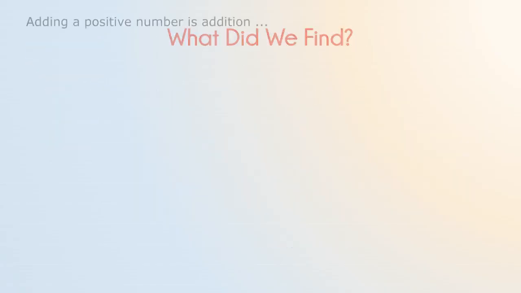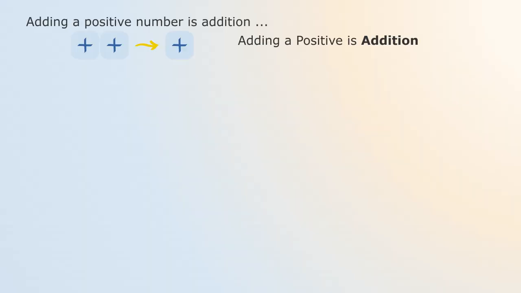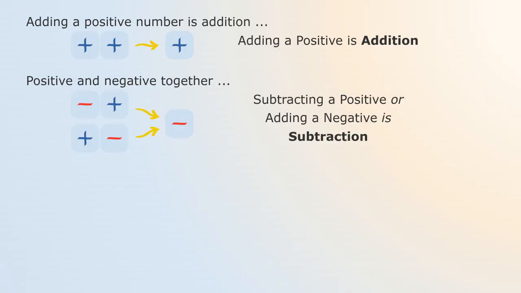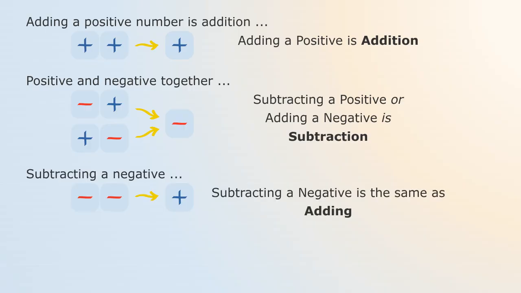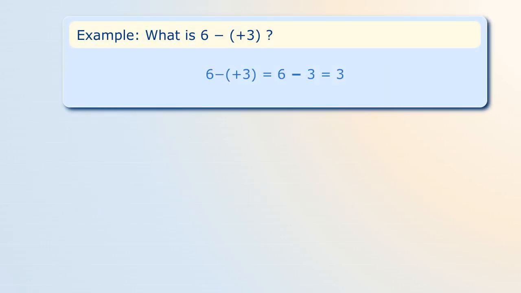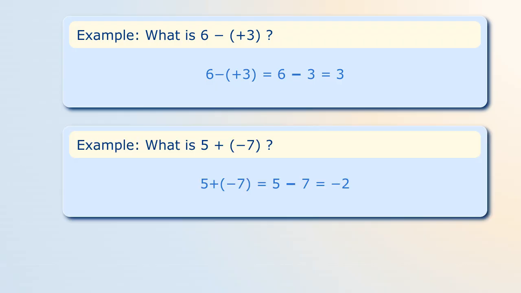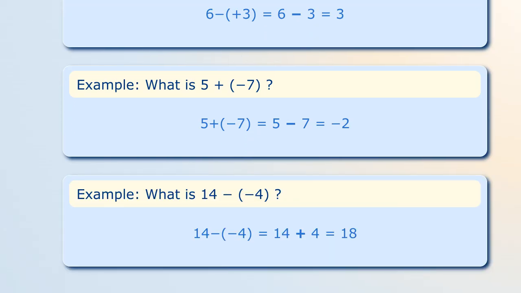What did we find? Adding a positive number is addition. Subtracting a positive or adding a negative is subtraction. Subtracting a negative is the same as adding. Examples, 6 minus plus 3 equals 6 minus 3 equals 3. 5 plus minus 7 equals 5 minus 7 equals minus 2. 14 minus minus 4 equals 14 plus 4 equals 18.